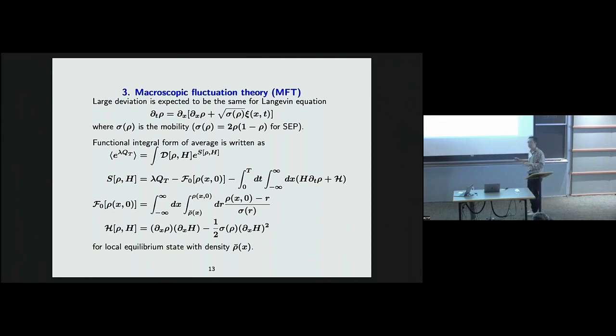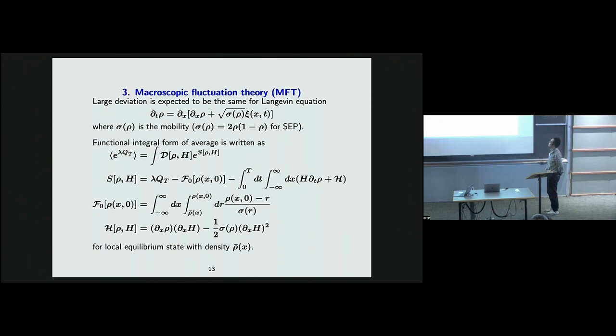It is also expected that the large deviation properties are shared by the Langevin equation in this form. Now rho is a fluctuating density field, with the time derivative, this is diffusion, and this psi is Gaussian white noise depending on x and t. If we put in the square root of mobility, which is compatible with the fluctuation dissipation theorem, then this can also be considered as a microscopic model which has some fluctuation, right? So we can expect that this Langevin equation and the SEP share the same large deviation property.